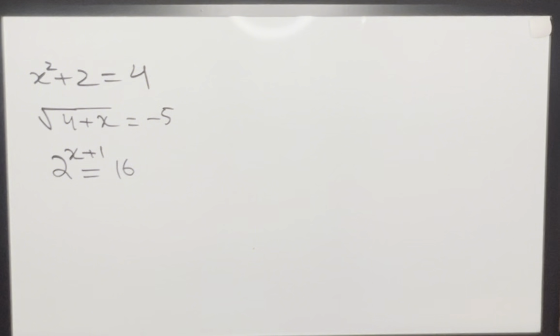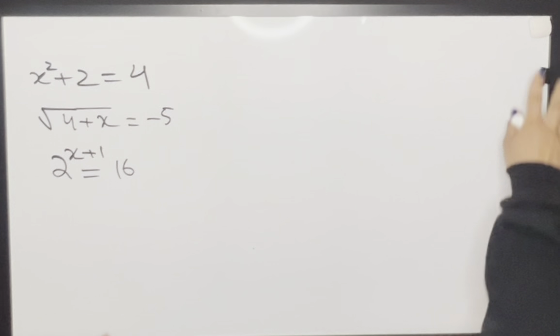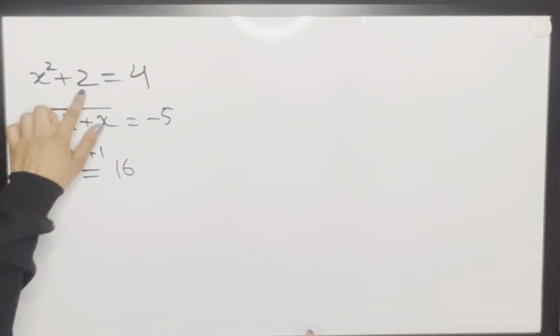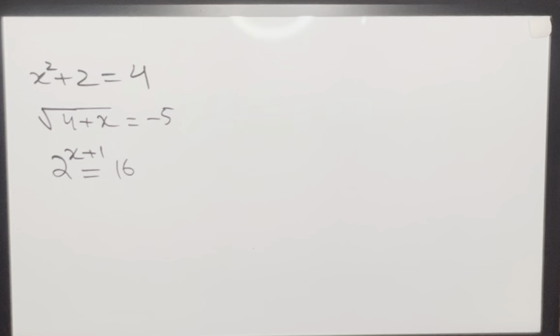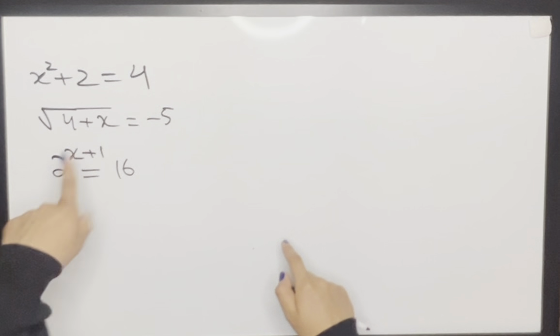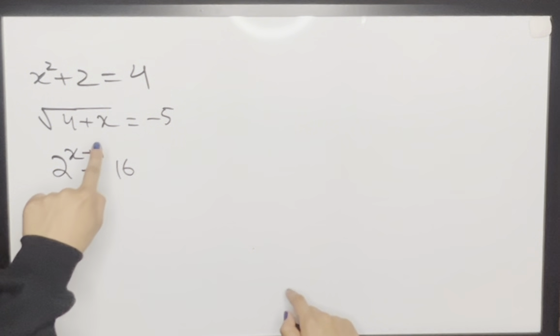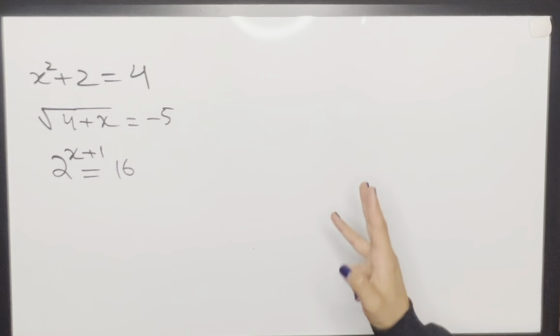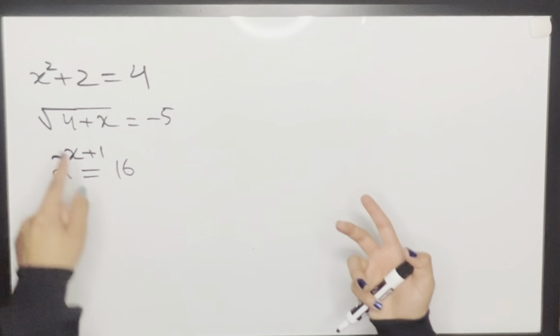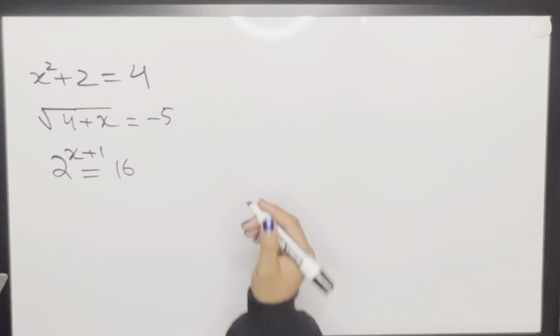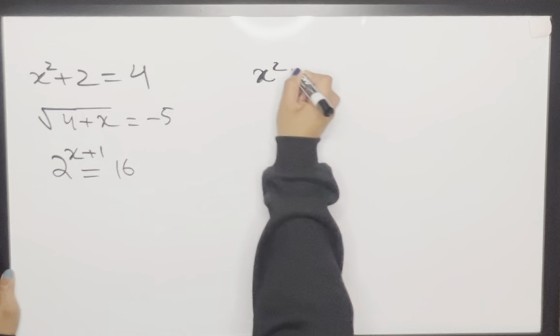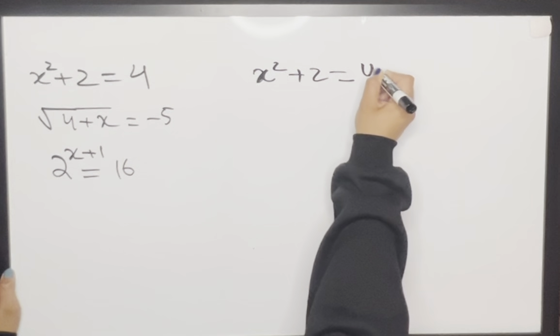So let's just start with the first problem where we can see that x squared plus 2 is equal to 4. How do we figure out the value of x in this question? Well, the easiest way is to always remember that you're using the opposite of whatever is going on in the equation, or the opposite operation that's going on in the equation. So we have x squared plus 2 equals 4.